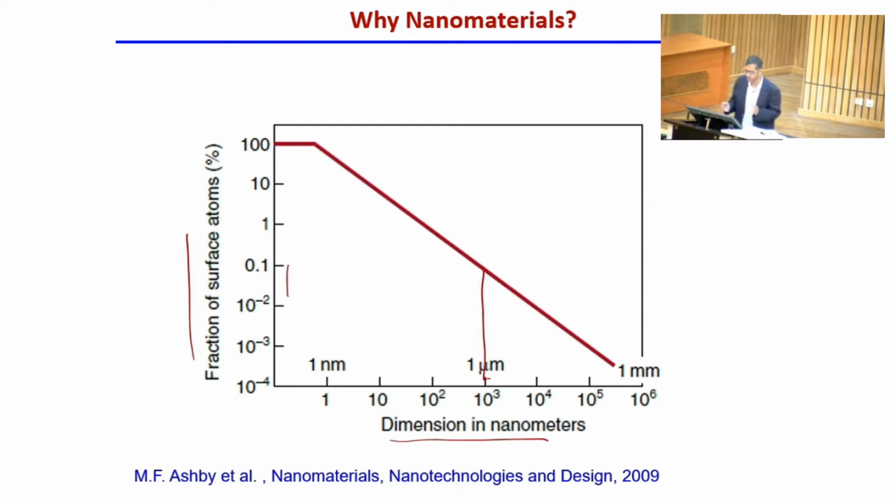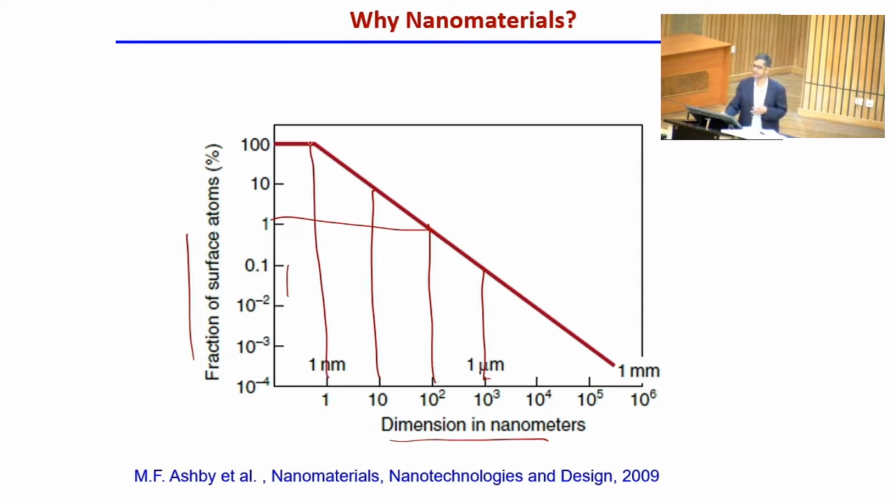Now if you go down to between 100 and 10 nanometers, you can clearly see it's about 1 to 10% of atoms sitting on the surface. But what becomes very rapid between 10 and 1 nanometer, you see that approximately 90% are sitting on the surface of the particle.